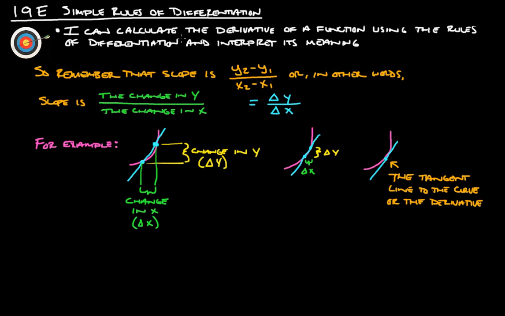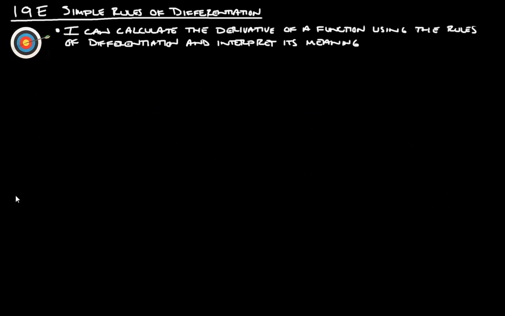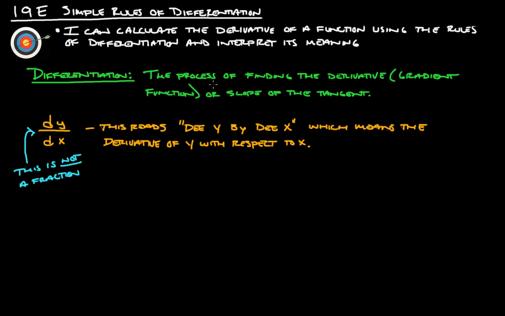Differentiation is, well, I won't get too far ahead of myself. That's coming up next. Differentiation is the process of finding the derivative, or the gradient function, or the slope of the tangent. So differentiation is just another word for finding the derivative.